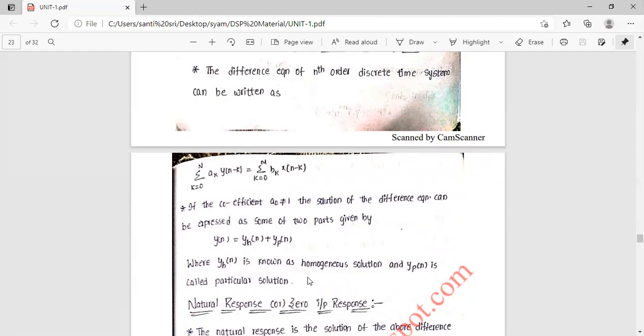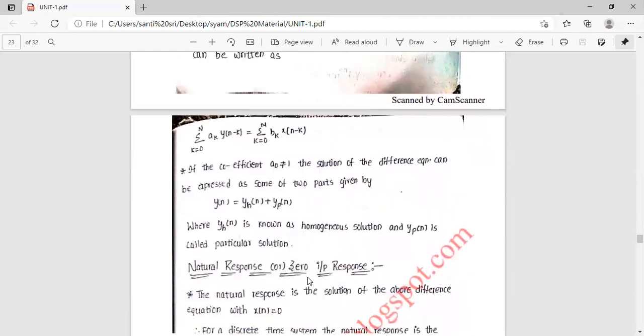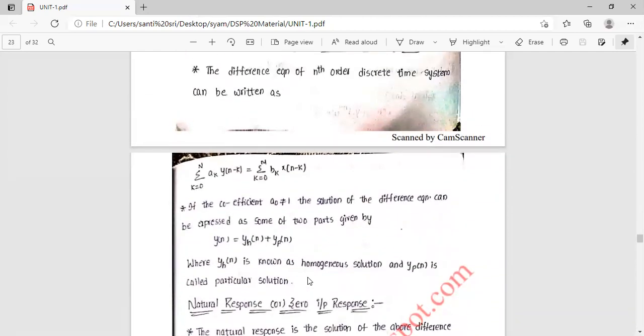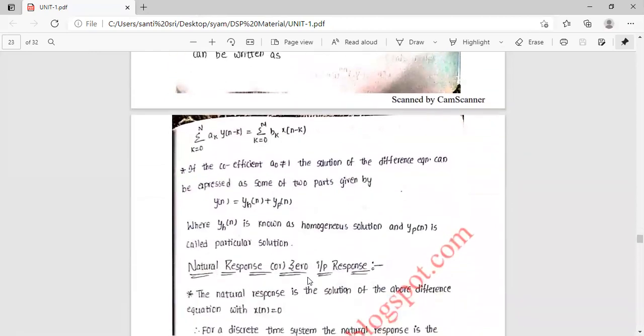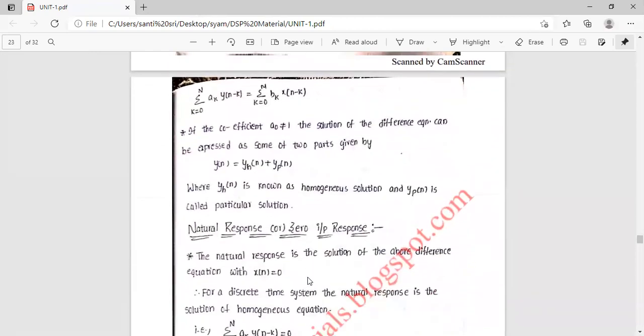Here we are writing the given difference equation as a combination of homogeneous solution and particular solution, that is yh of n plus yp of n. So like this, in the time response analysis of discrete time systems, we can write the difference equation as a combination of a homogeneous solution and a particular solution.